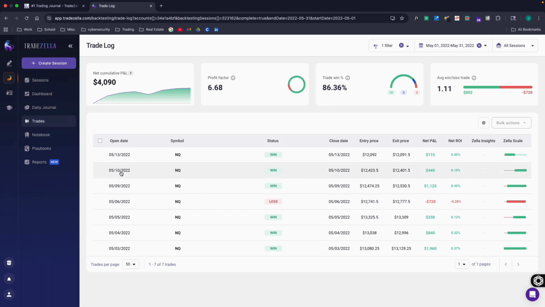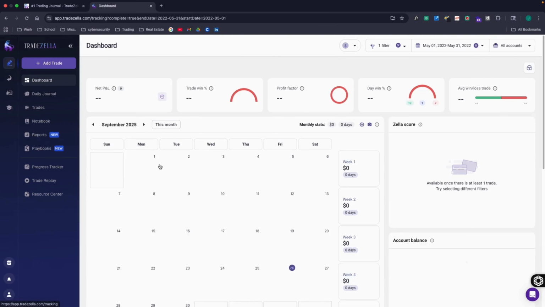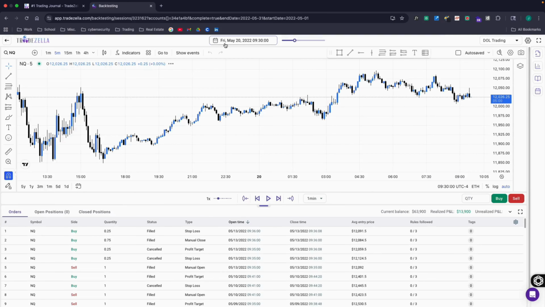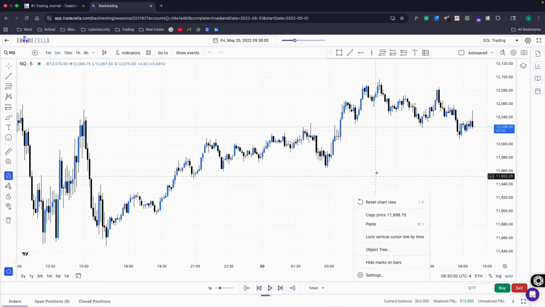So for today, yes, I left off with May 13th being my last day. I didn't trade the entire week afterwards because there was just bad price action. And now let's get right into it. So okay, good. May 20th, 9:30. Perfect. This is exactly where I left off.